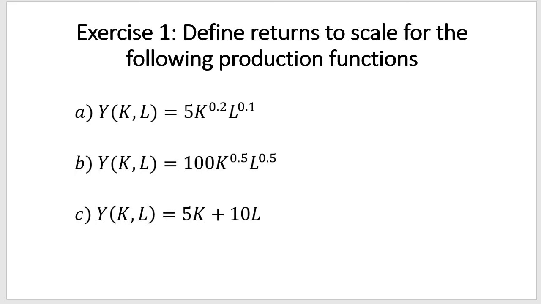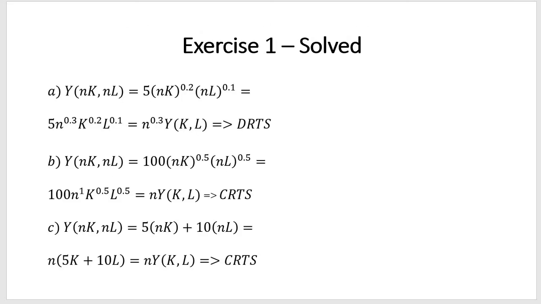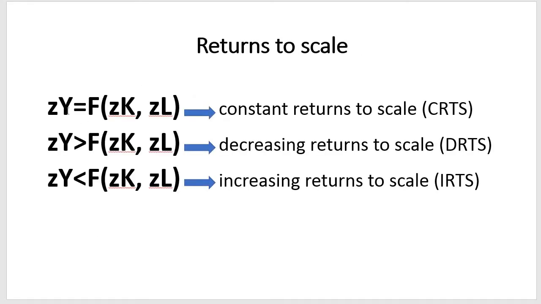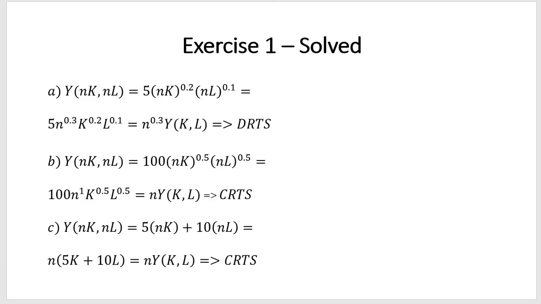So here you can put this video on hold and solve those exercises, and I'm proceeding with the solution. So here it is. Again, as I said before, replace K and L with nK and nL respectively. Open the brackets, simplify, and compare the result with the initial production function. It will not work for any function, so sometimes you have to do this kind of analysis by multiplying output by some coefficient and comparing this to the output corresponding to multiplying inputs by some coefficient, but in the majority of cases it works fine.